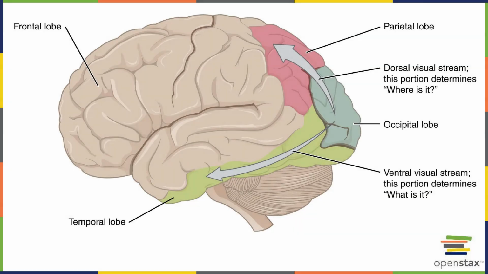From the primary visual cortex, visual information flows into two major pathways. The dorsal stream travels toward the parietal lobe and is specialized for detecting motion and spatial relationships. You can think of this dorsal stream of visual processing as the where pathway. The ventral stream travels toward the inferior temporal lobe and processes features like color and shape that help us identify objects. We can think of this ventral stream as the what pathway.